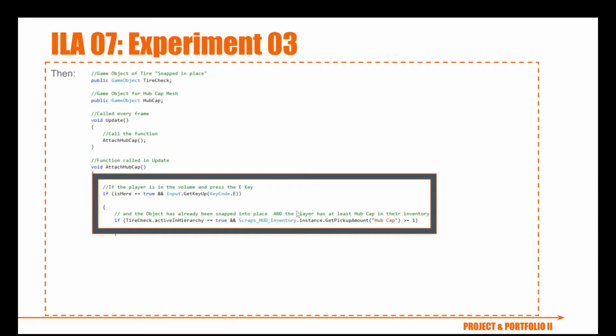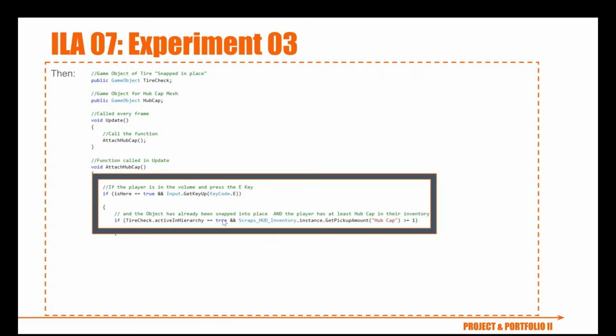So the scraps HUD inventory is another singleton, another instance. We can do scraps HUD inventory dot instance dot get pickup amount, with the inventory item we want to check for. And we want to check to see if it's greater than or equal to 1. Make sure your hubcap right here is the exact same as how you put in your type name. If you put in a lowercase c or no space, you've got to make sure that's the exact same, or this function isn't going to actually find the hubcap in your inventory.